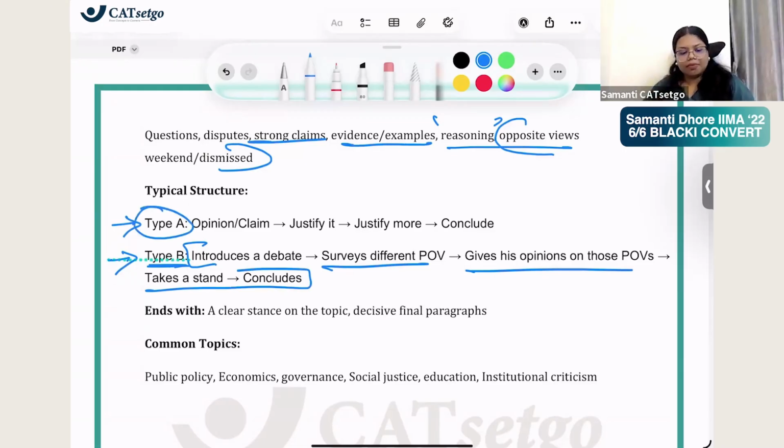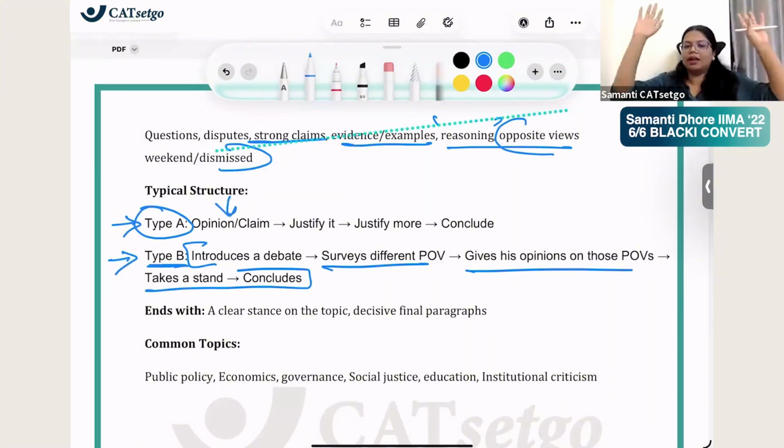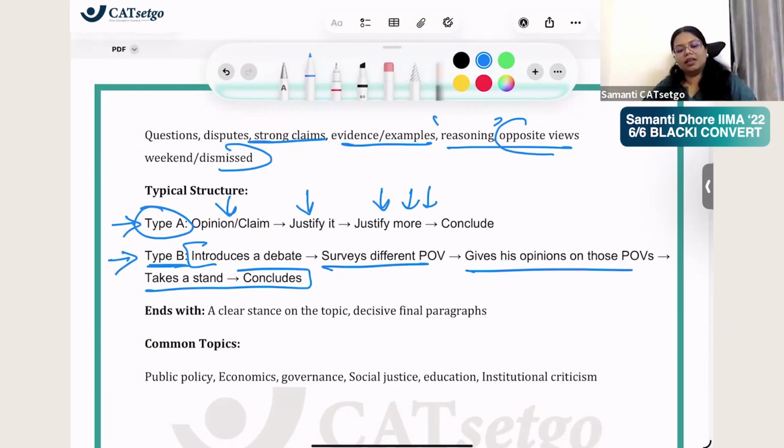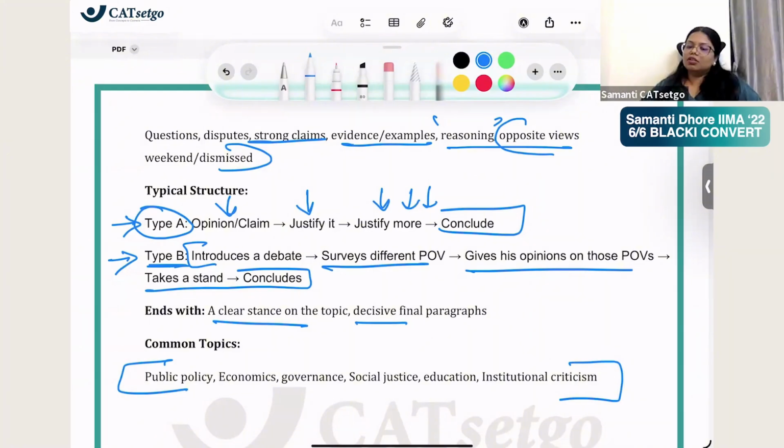The second type, or here type A, is basically the author will start with the opinion only. The author will be like, PM Modi was the best prime minister India ever had. And then the author will be like, I say it because, and will keep explaining, and then I'll conclude, see, what I said was right. This kind of article is meant to persuade. They end with a clear stance on a topic. It's a decisive final paragraph to take a decision. Usually on public policy, economics, governance, social justice, education, institutional criticism, these kinds of passages are found.